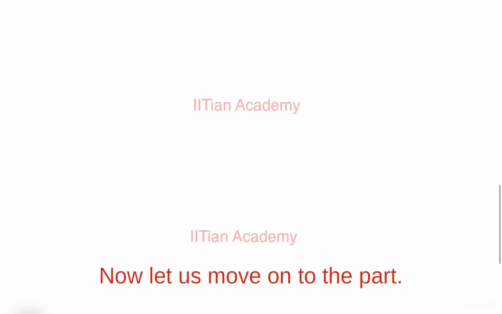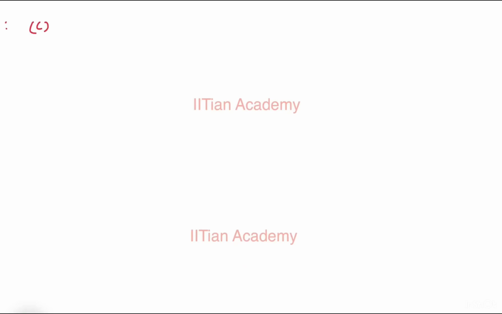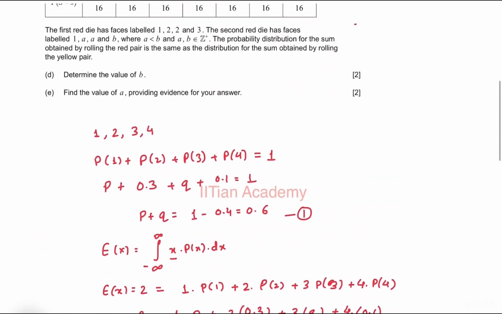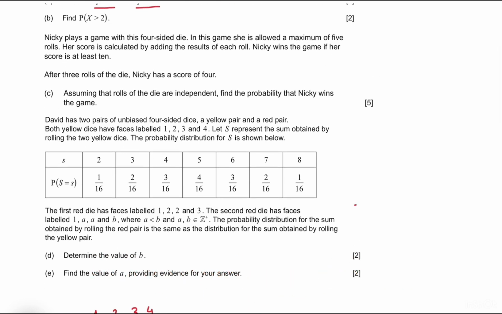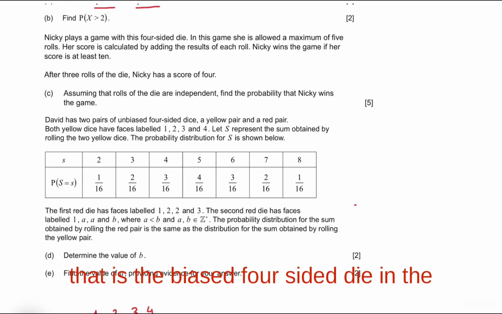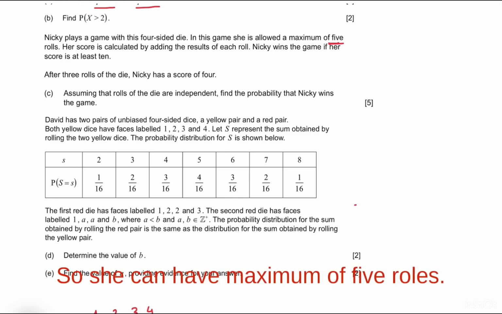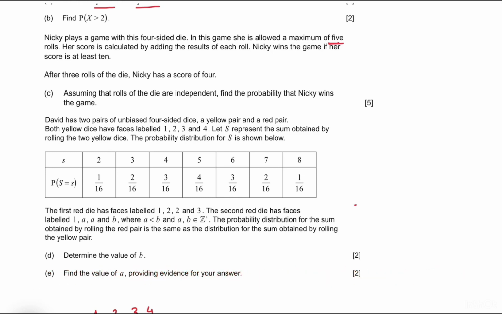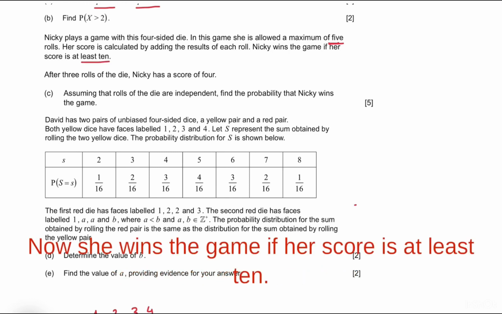Now let us move on to part C. In the C part, we are given that Nikki plays a game with this biased four-sided die. In the game, she is allowed a maximum of 5 tries. So she can have a maximum of 5 rolls. Her score is calculated by adding the result of each roll. She wins the game if her score is at least 10.